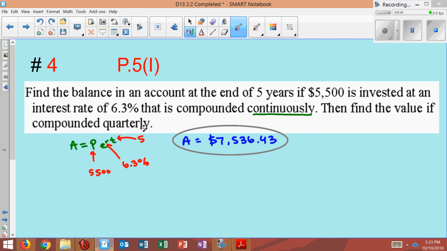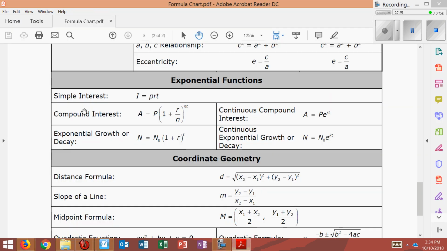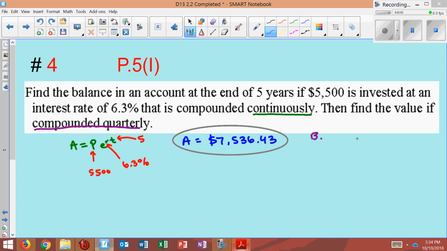Now it says also find the value if compounded quarterly. So now we're switching to compounded quarterly here. If we call this part A, I'm going to call this one part B. Now let's look at the formula chart. Compound is here, given by this formula. So we have that A equals principal times (1 plus the rate over n), where n is the number of times per year, raised to n times t, the years up here.